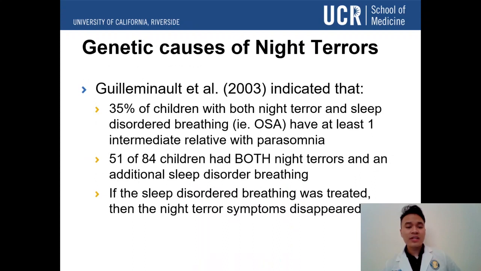There's also maybe some genetic causes of night terrors. One study found that 35% of children with both night terrors and sleep disordered breathing, for example obstructive sleep apnea, have at least one immediate relative with a parasomnia. 51 of 84 children had both night terrors and additional sleep disordered breathing. They found that if the sleep disordered breathing was treated, the night terror symptoms would actually disappear. So again, a lot of evidence shows that they might be linked.